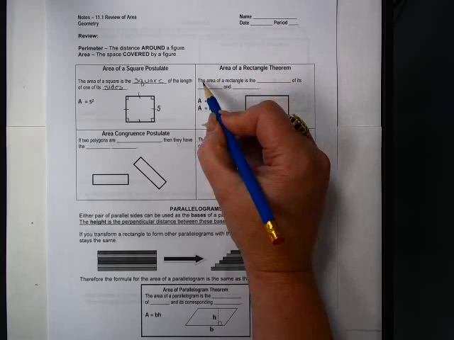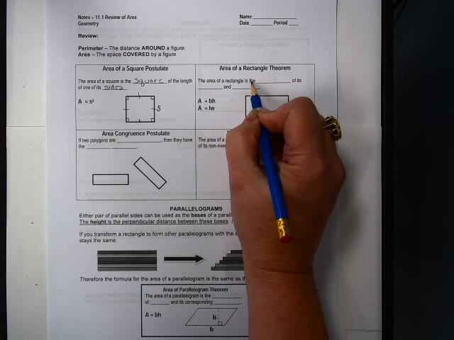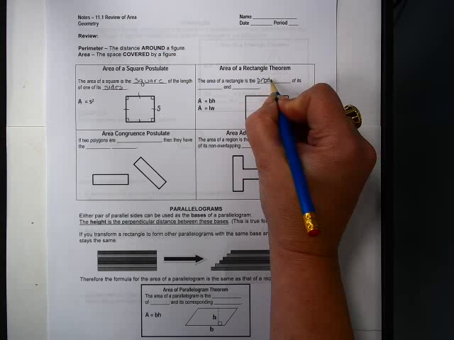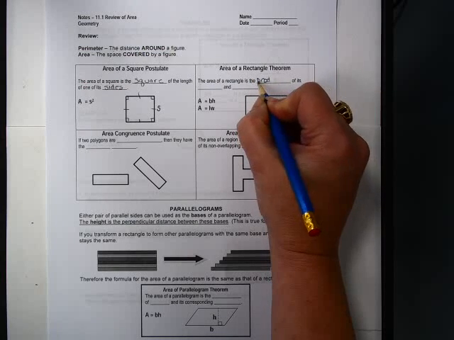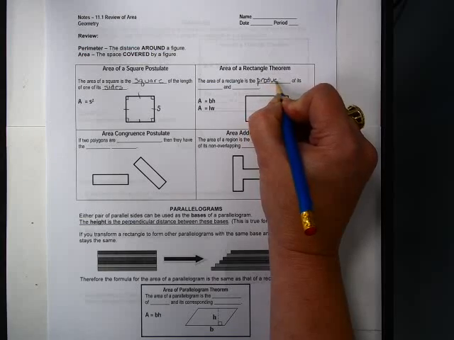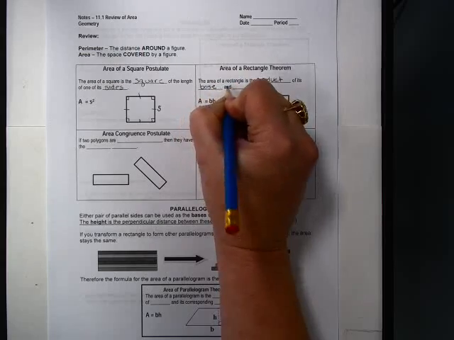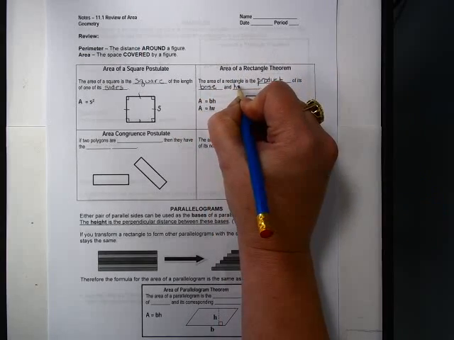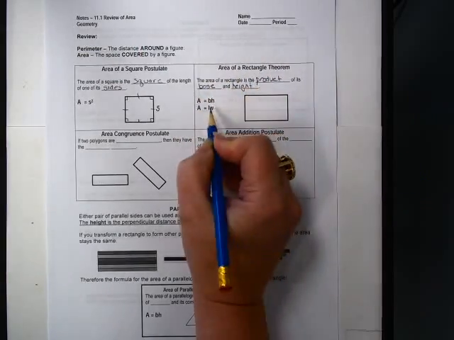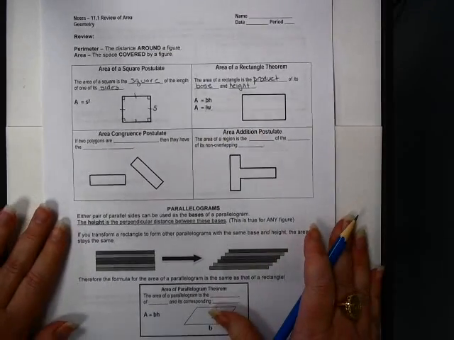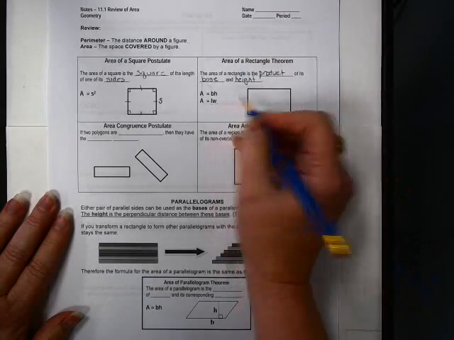Area of a rectangle. The area of a rectangle is the product, remember, the word product means to multiply, the answer to a multiplication problem, of its base and height. A lot of you may have learned it as length times width, but because we are going to add parallelograms in a minute, and a rectangle is a parallelogram, we're going to use base times height. But it doesn't matter, either one works, it's the same thing.